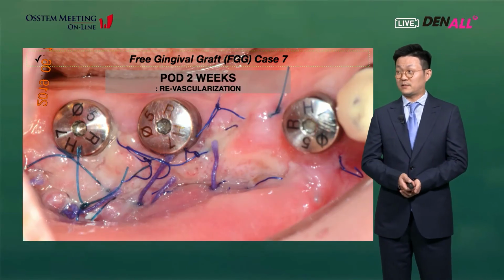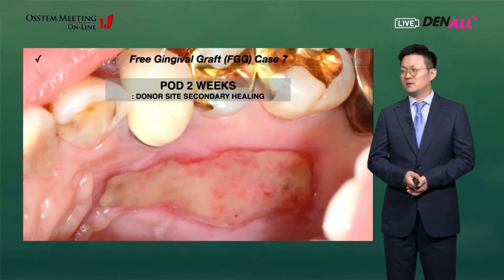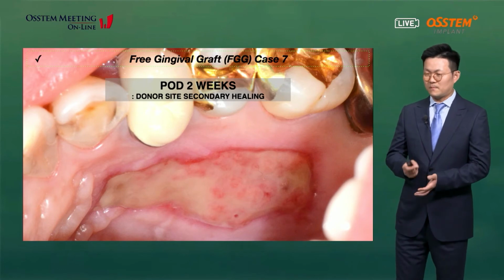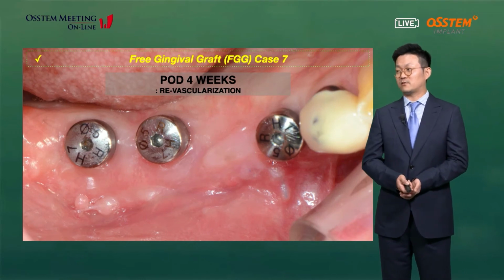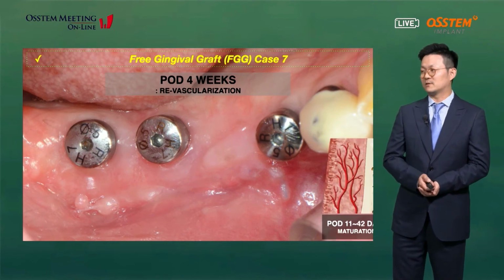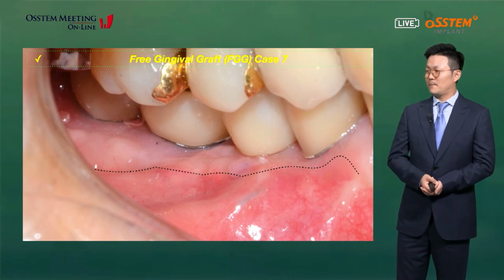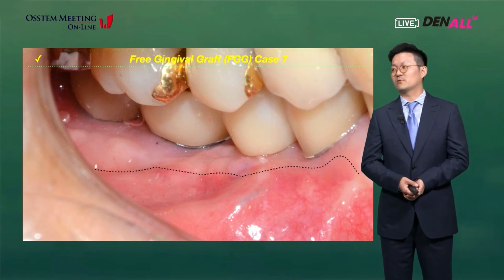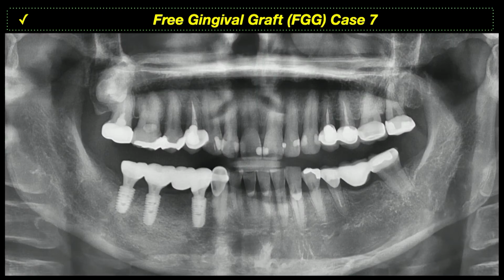After 2 weeks, revascularization was done, but the donor side is healed with a secondary healing. And after 4 weeks, revascularization was done, and fine attached gingiva maturing was found. And I delivered the prosthesis. As a result, enough attached gingiva was found on the buccal side. In the CT scan, I can get a satisfactory result. And this is the result of this patient.